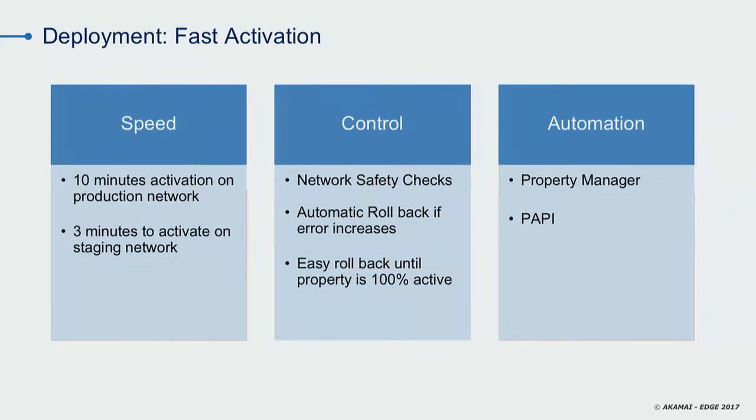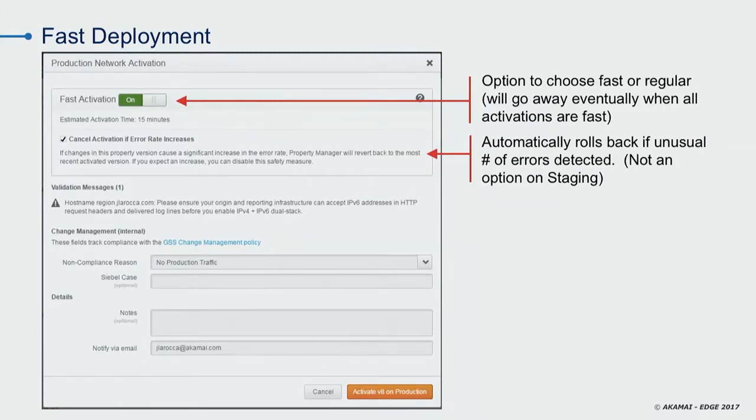And there's also, we can instantly roll it back if we change our mind. If something goes wrong, we know something goes wrong, let's just roll it back instantly. Again, I want to go back to automation. Everything Sabrina and I talk about here is done through either Property Manager or API. So this is a UI for a fast deployment, fast activation, not too much surprising here.